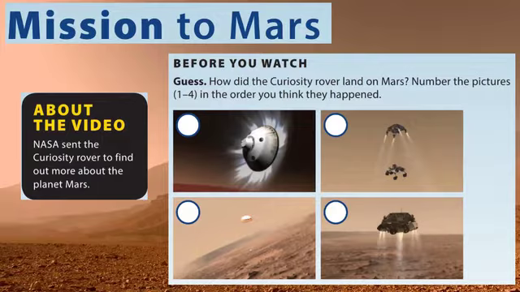And it says about the video, NASA sent the Curiosity rover to find out more about the planet Mars. So it's telling us that basically the mission of the spacecraft Curiosity was to take some pictures or some things from the planet Mars, so humanity could know what's on that planet, if there has ever been life in there. So basically that's it.